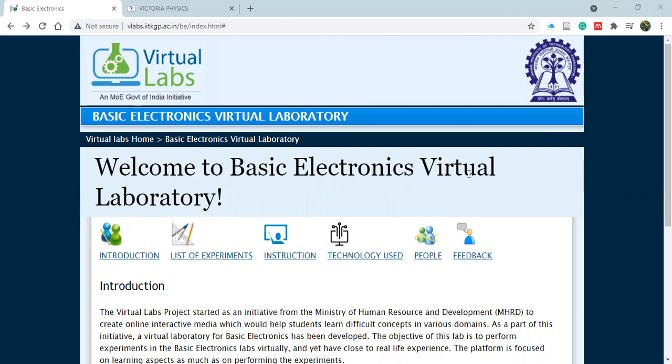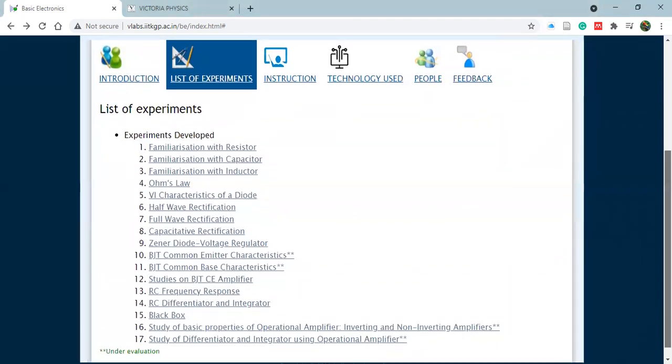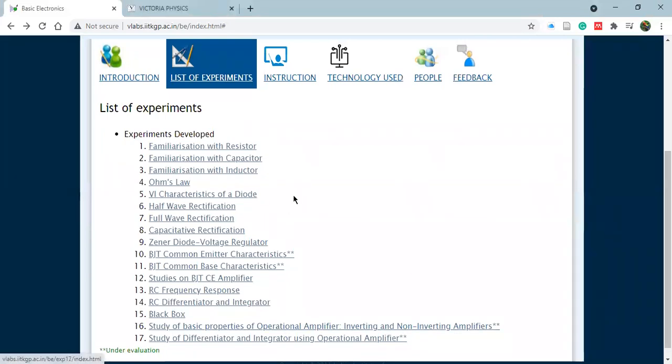Today we will learn another experiment using virtual lab. You can see the window right in front of you on your screen. This is the window for the virtual lab where we will be performing basic electronics experiments virtually, okay? We have done quite a few of these experiments in our other classes. I will be doing today the Zener diode as a voltage regulator, experiment number 9 over here.